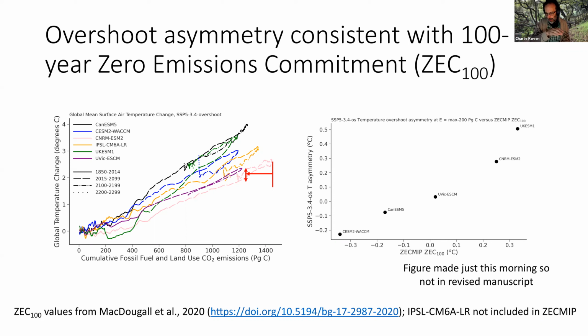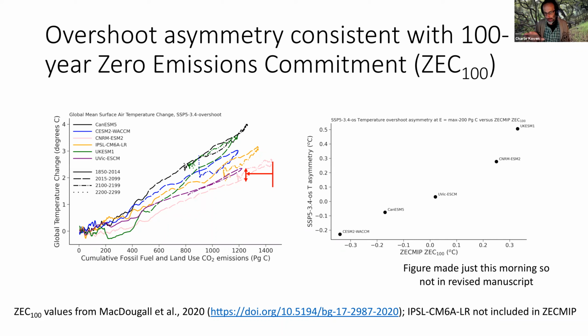Basically, if you do a concentration-forced, or excuse me, an emissions-driven run, but with zero emissions after warming, such that ocean uptakes CO2, land uptakes CO2, but also ocean uptakes heat, and so the uptake of CO2 and heat kind of cancel each other out. The committed warming after zero emissions is one of the uncertainties in the climate system.